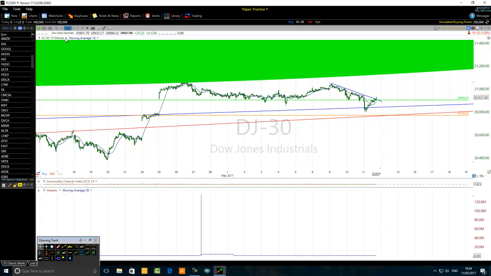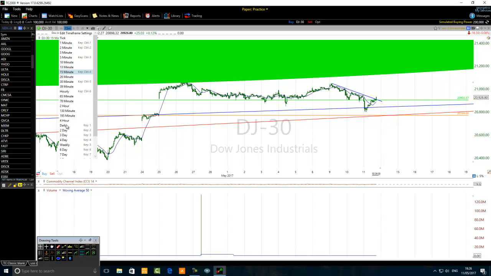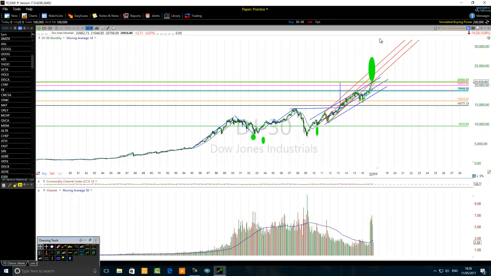So on my 15-minute time frame, hold on please, traders, I'm going to remove that green spot on the monthly chart. Let me remove that.